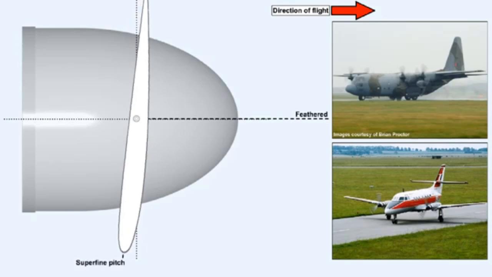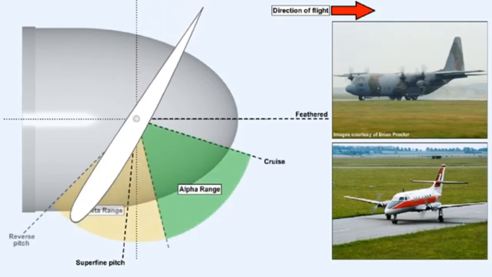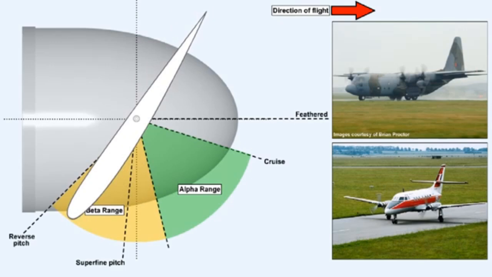Many turboprop aircraft and a few high-powered piston-engined aircraft are provided with a means to allow the operator to select a superfine pitch, or to aerodynamically reverse the pitch of their propellers, or even in some cases to do both.